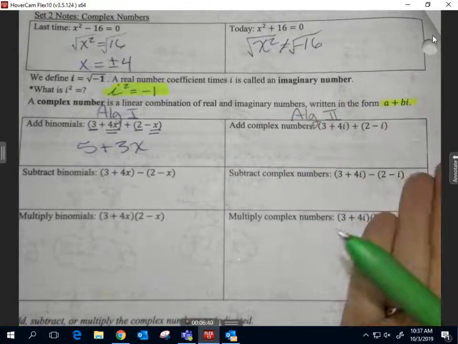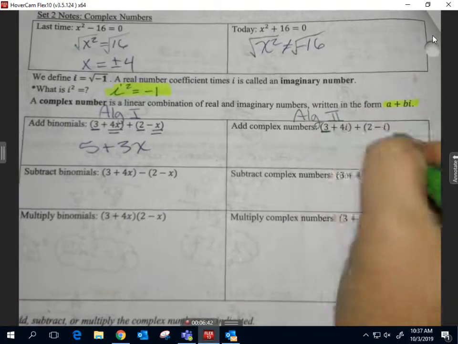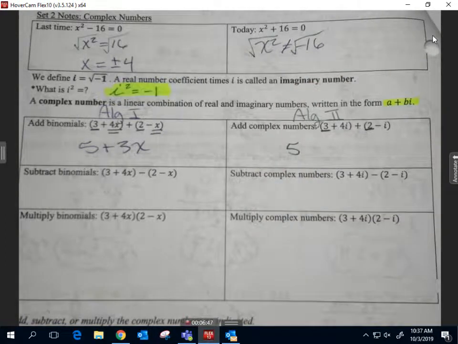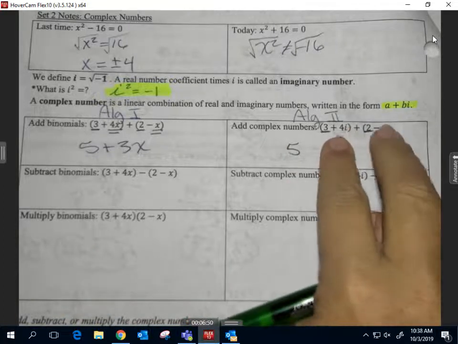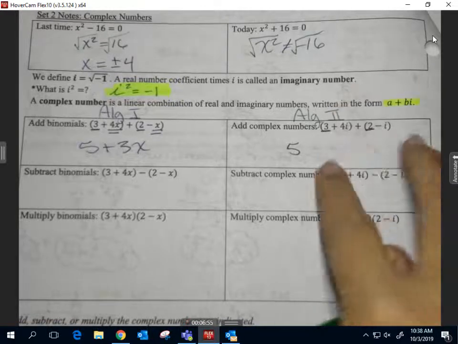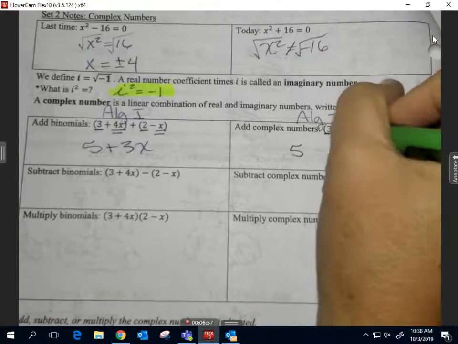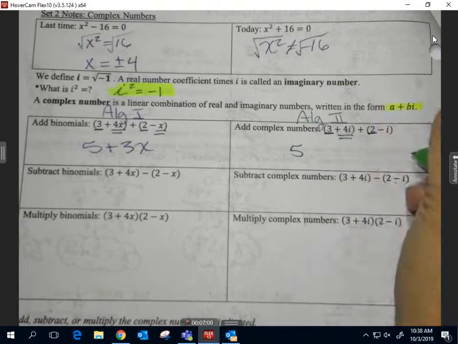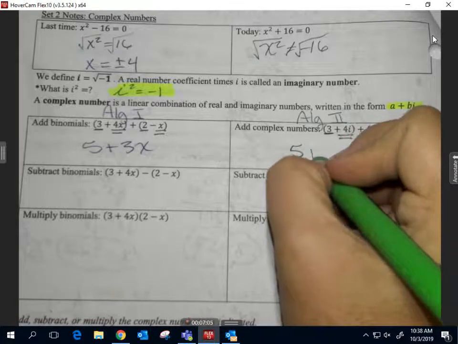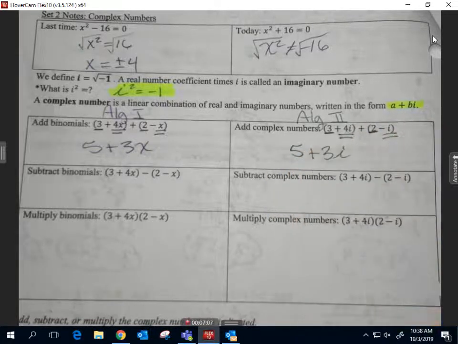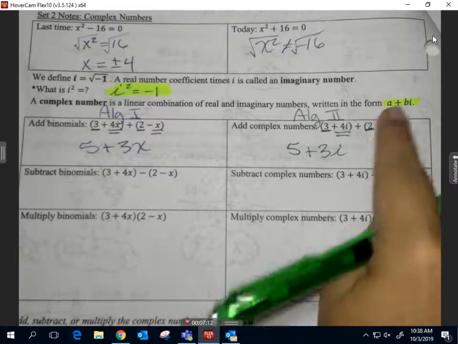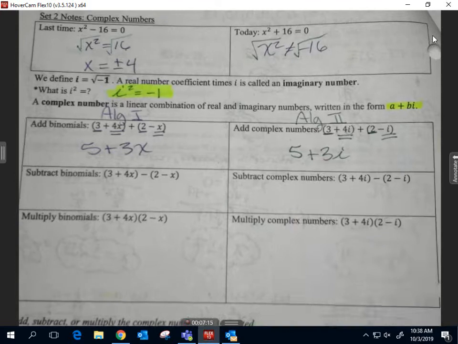So again, we're going to combine our like terms. Our like terms are 3 and 2, which is 5. That didn't go away, same thing. But this time we have an i instead of x. So we can combine terms that have i's in them. So positive 4i plus a negative 1i gives me positive 3i. And isn't this in the same form as a plus bi? They're the same form. So that's what our answers are going to look like.